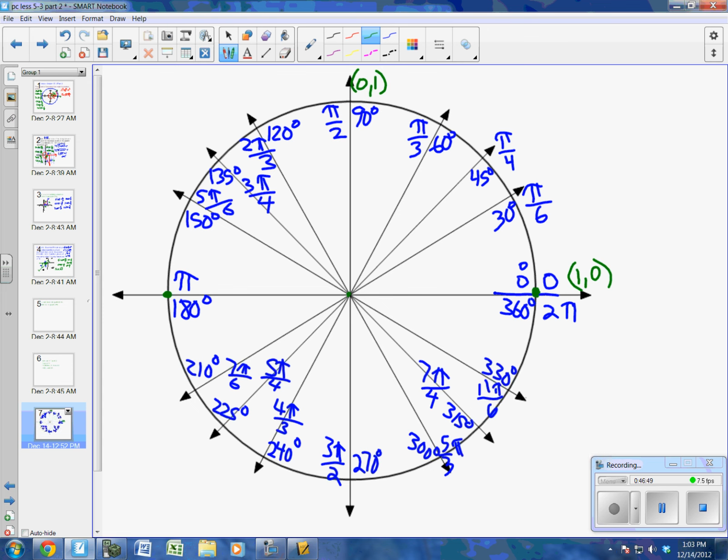What's this? -1, 0. What's this? 0, -1. Okay, so we got those. If you have those memorized, you should be able to get them. I mean, you don't really have to, just think about where they are.